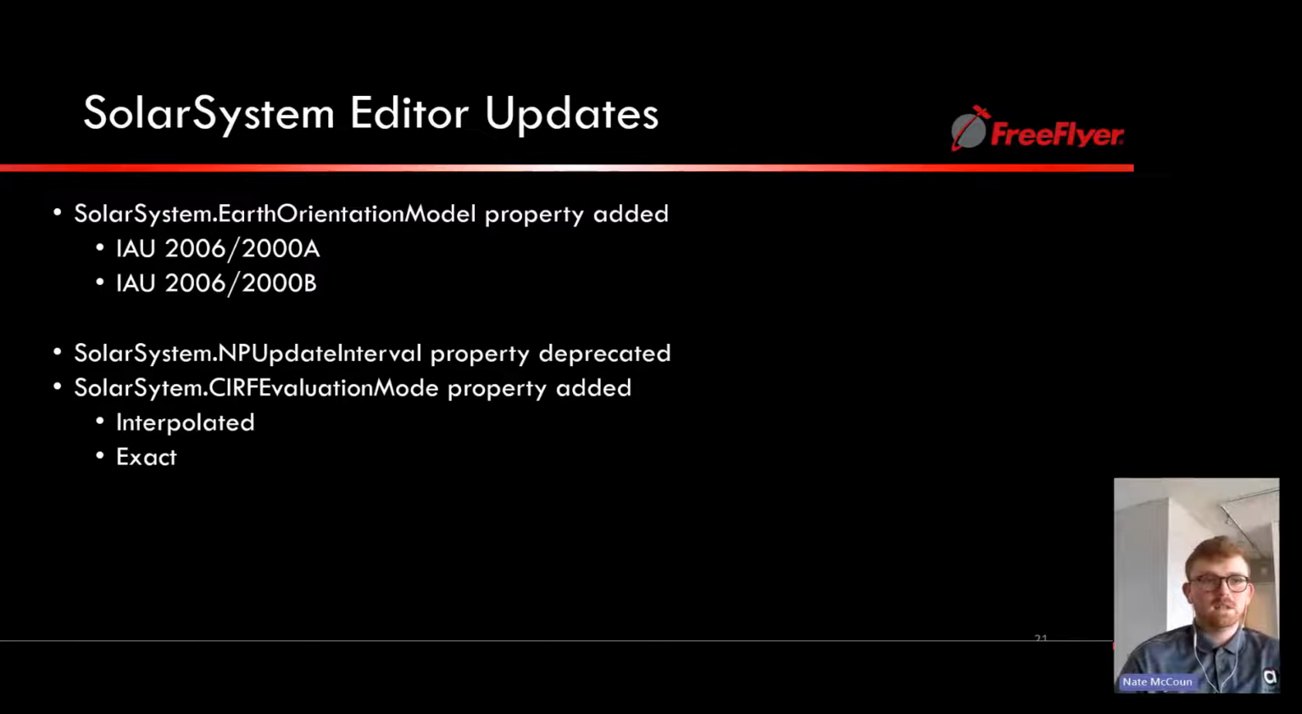The next thing to talk about is that the SolarSystem.NPUpdateInterval property has been deprecated. The SolarSystem NPUpdateInterval property was formerly used to control how frequently the nutation and precession are updated based on planetary ephemeris. The replacement for this is the new SolarSystem SURF evaluation mode property, which determines whether the SURF transformation will be computed exactly at each point or interpolated. The interpolated mode should give the best balance of performance and accuracy for most configurations, but you do have the opportunity to use the exact mode, which represents computing it exactly at each epoch.